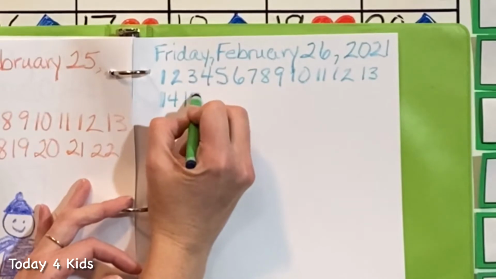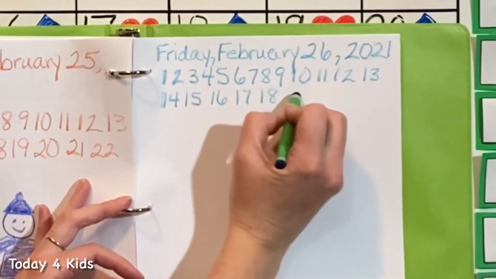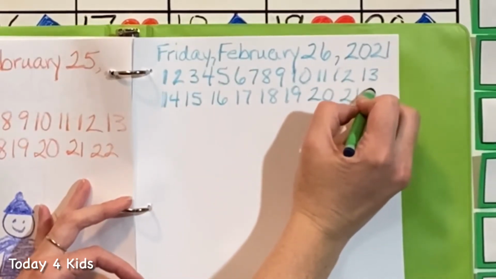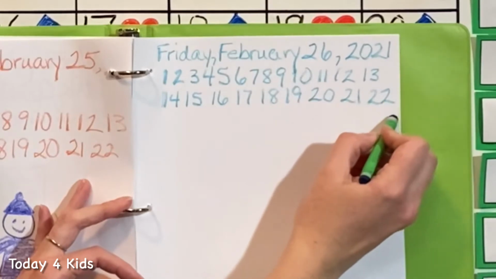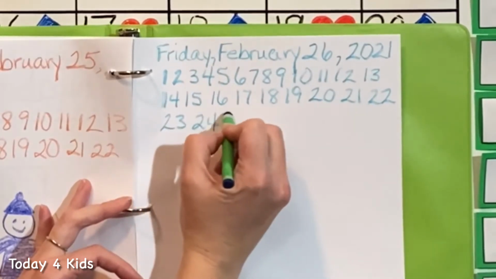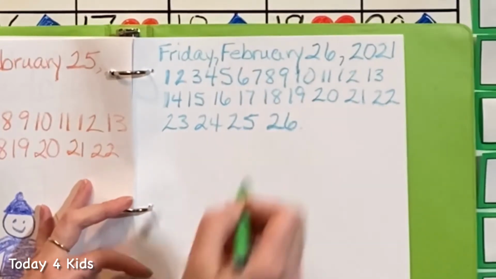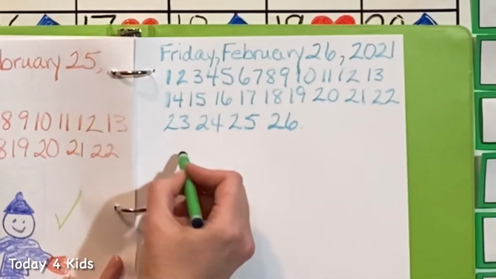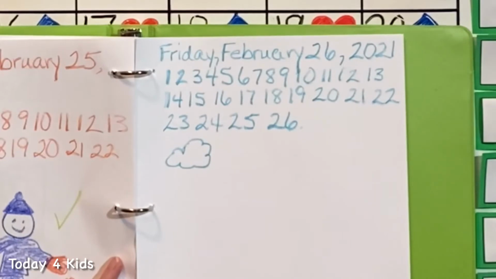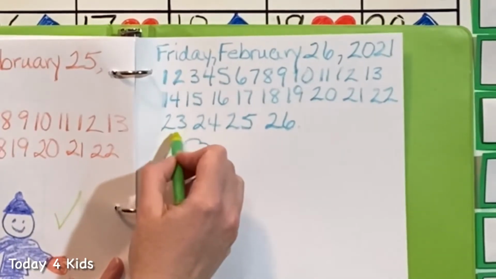14, 15, 16, 17, 18, 19, 20, 21, 22. I'm out of room, so I'm going to come down and go back to the beginning. 23, 24, 25, 26. Good job. Thank you for helping me with that. I'm just going to draw a cloud and a sun. It's partly sunny and partly cloudy.